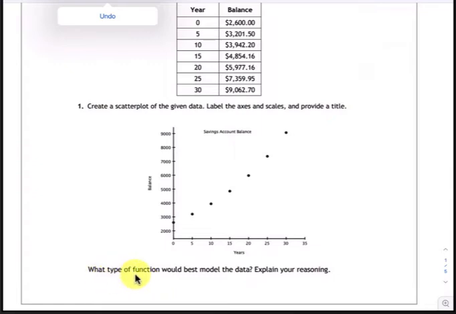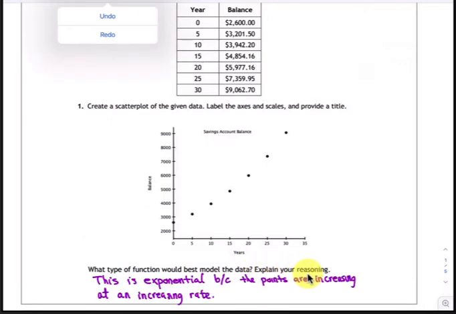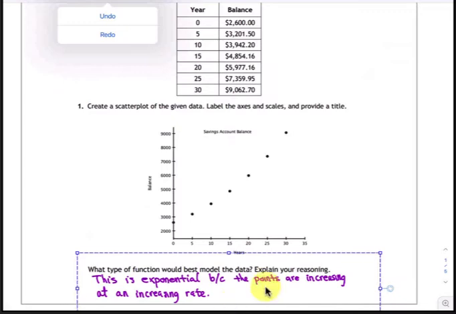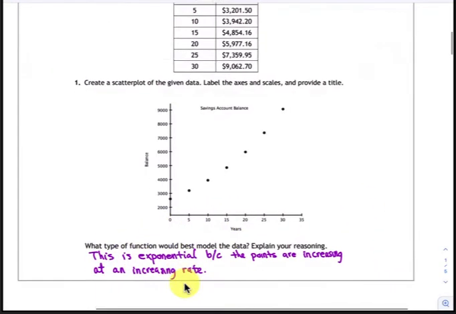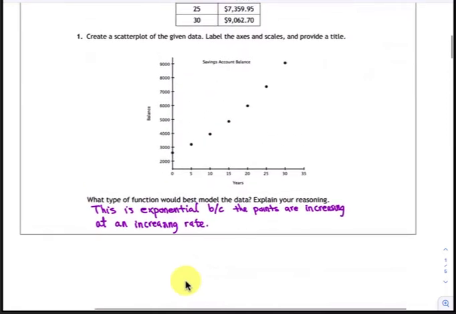And then the question at the bottom, what type of function would best model the data? Explain your reasoning. And the answer is exponential. This is exponential because the points are increasing at an increasing rate.